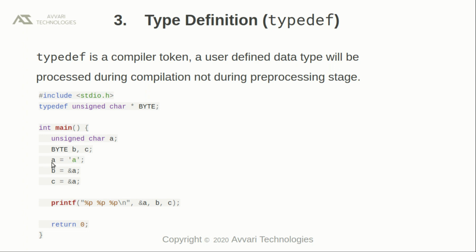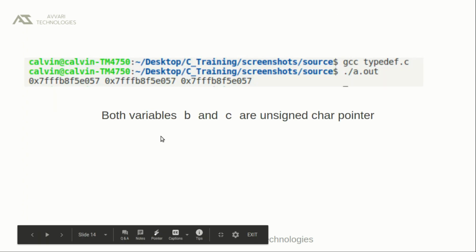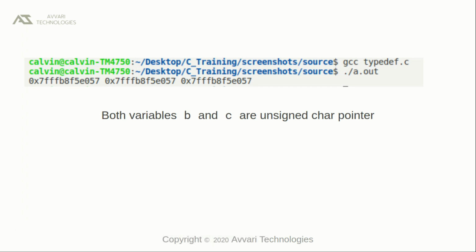Now we are assigning value to a, b and c. In a we are storing some value, in b we are storing the address of a, and in c we are storing the address of a. Then we are printing the same three pointers. The first parameter is the address of a, b and c. Here we can see the output. Both variables b and c are unsigned char pointers.